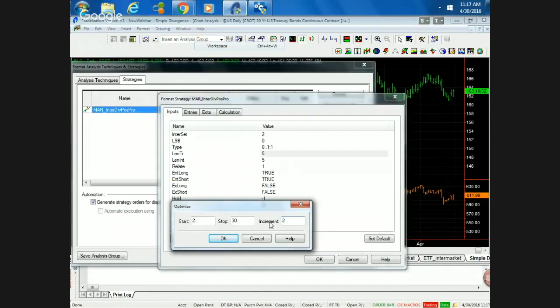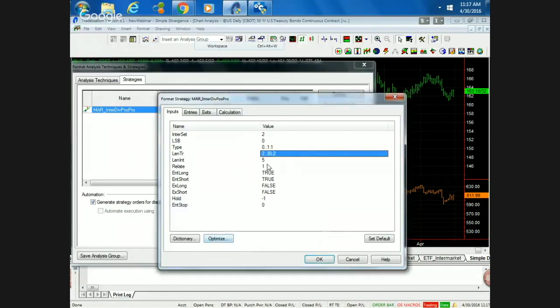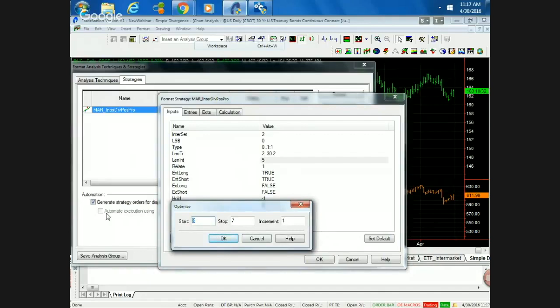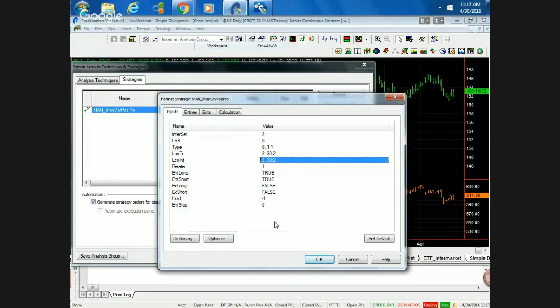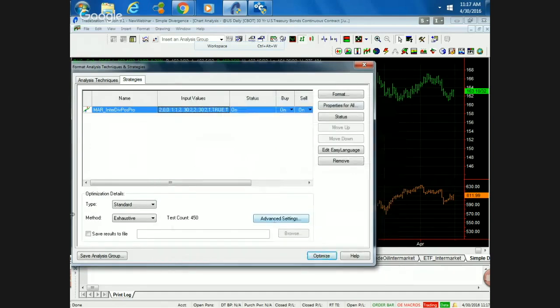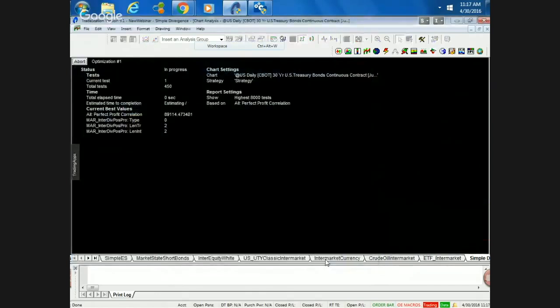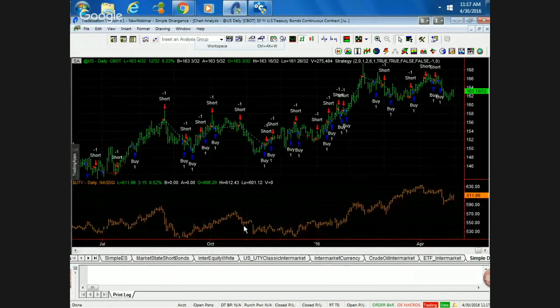Now, one other point I want to make is you can use intermarket divergence on daily bars. You can use it on intraday bars. I think a lot of people don't realize that, like you just said, you can actually build a system on intraday bars with this. There's 450 optimizations, not a big deal. So you're optimizing over the type, that's the type of moving average we're using for that oscillator, and checking the length.